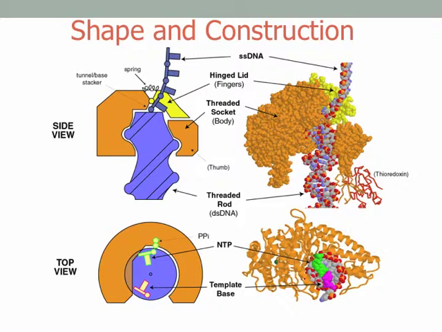And the part of the polymerase that moves up and down, you can see, is labeled hinged fingers or hinged lid, which are the fingers of the polymerase, sorry. And this hinged lid is attached to the body of the polymerase through this little teeny spring. And so you can see there's a lot of modeling happening as we understand how this polymerase works. We're studying the shape and construction of it.